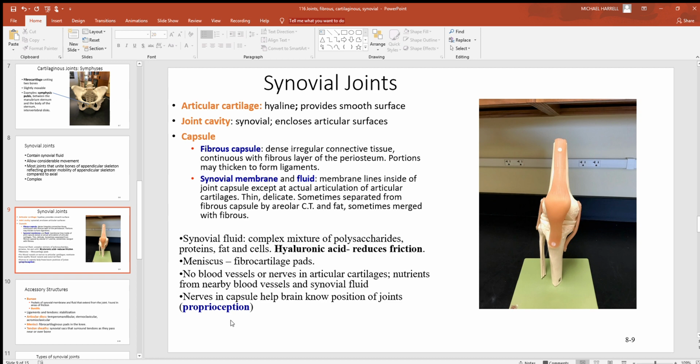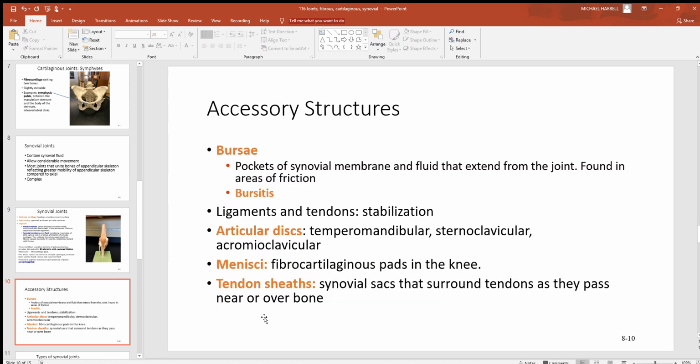There's also a type of sensory receptor in these capsules. These sensory receptors are called proprioceptors, and they detect changes in tension. You'll see these in another chapter, but by detecting changes in tension, they can do different things like let you know how heavy an object you're holding or what your body position is, even if your eyes are closed and you can't see it. You'll see these more in a future chapter.